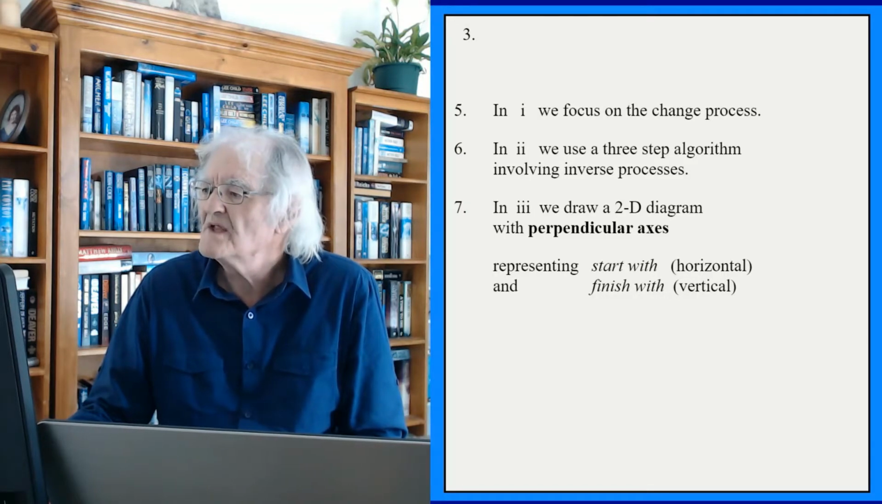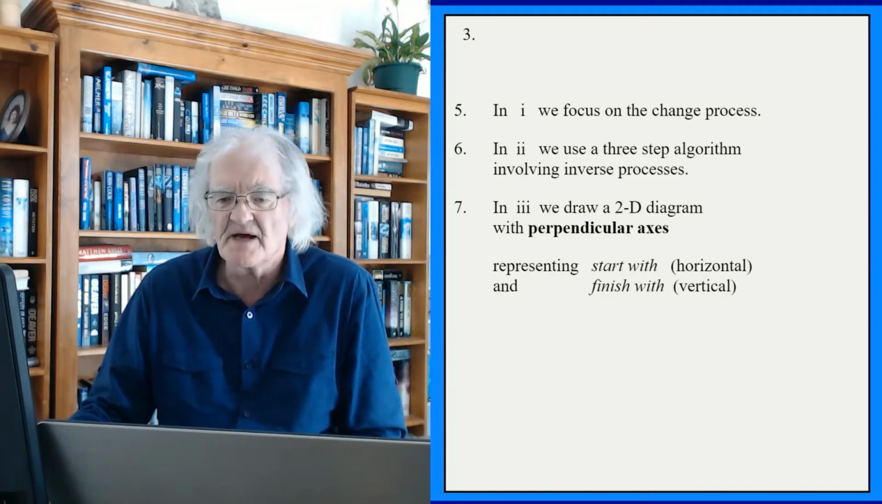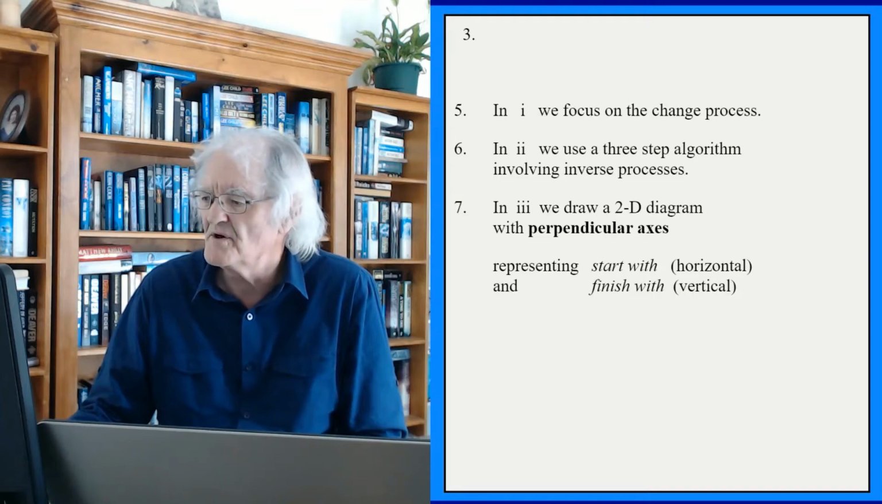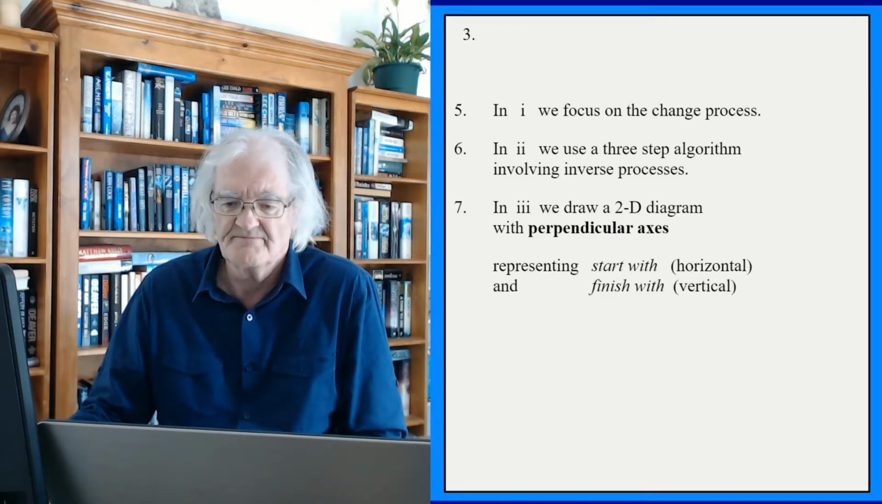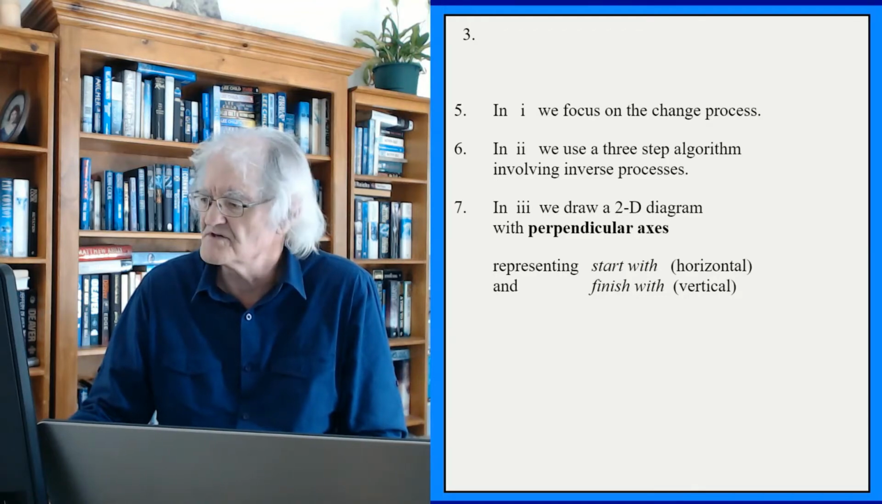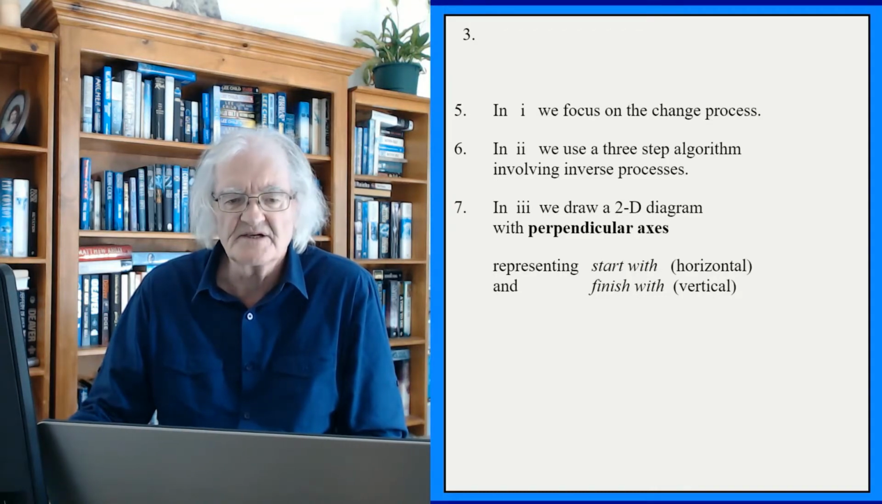In 1, with the focus on the change process. In 2, we use a 3-step algorithm involving inverse processes. In 3, we draw a 2-dimensional diagram with perpendicular axes. These start with horizontally and finish with vertically.